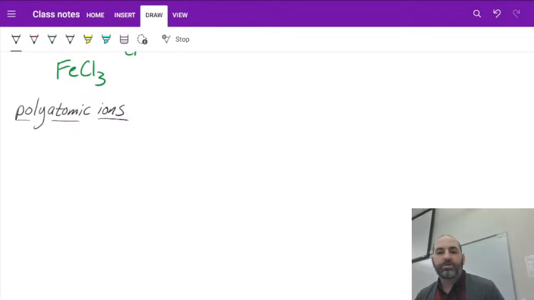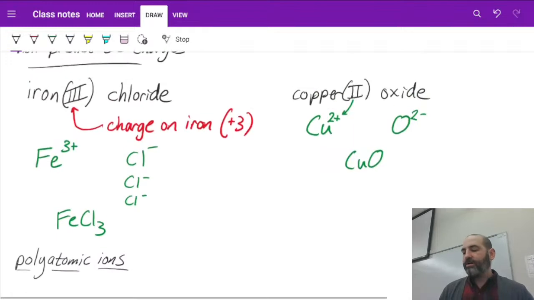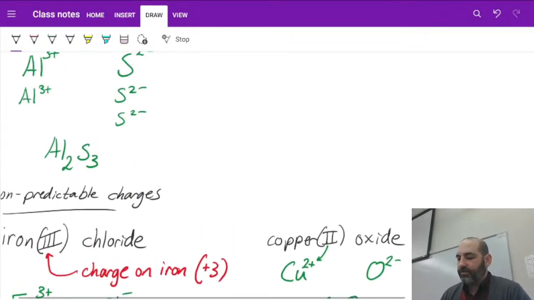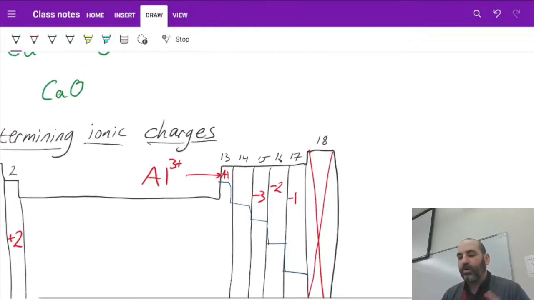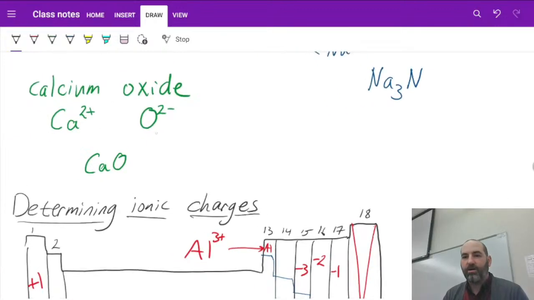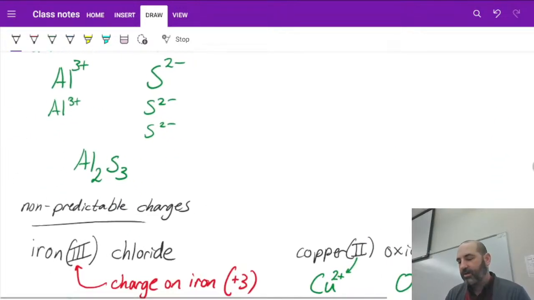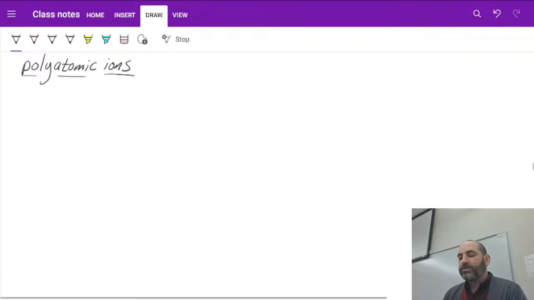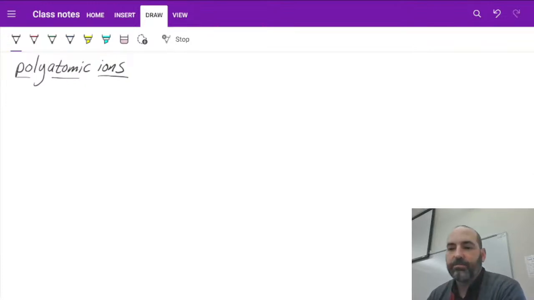All right, so there's another class of ions that aren't just one atom. Notice all the ions we've talked about so far up here are all just one atom. So, you've got Ca, O, Na, N, Al, whatever. But there's a class of ions that are actually multiple atoms covalently connected together that all together make an ion.